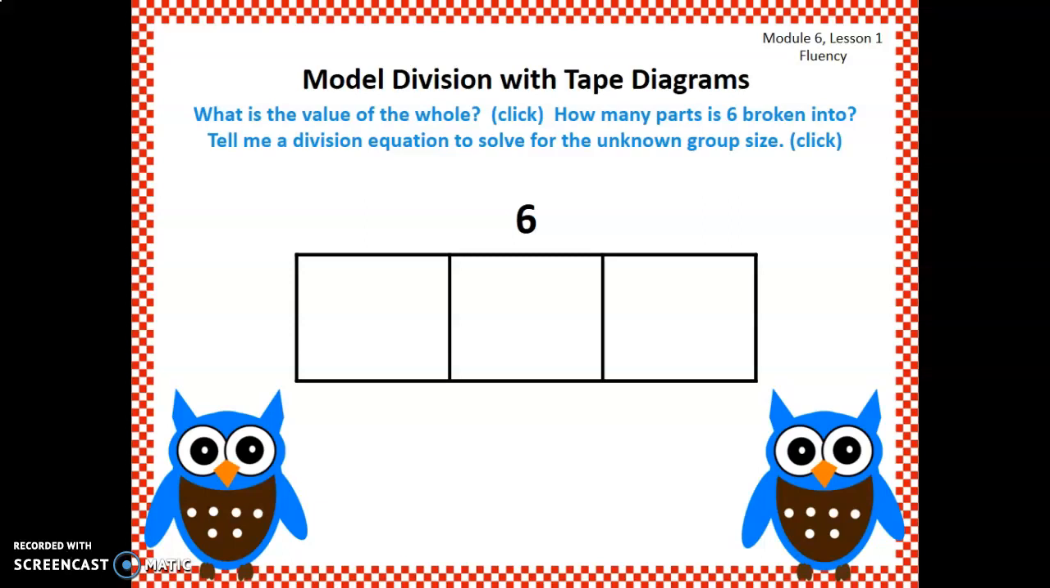6 divided by, how many groups do we have? That's right, there's 3. So 6 divided by 3 equals, let's count by 3 to 6. 3, 6. Oh, that took 2 times, so 6 divided by 3 equals 2. Very good.